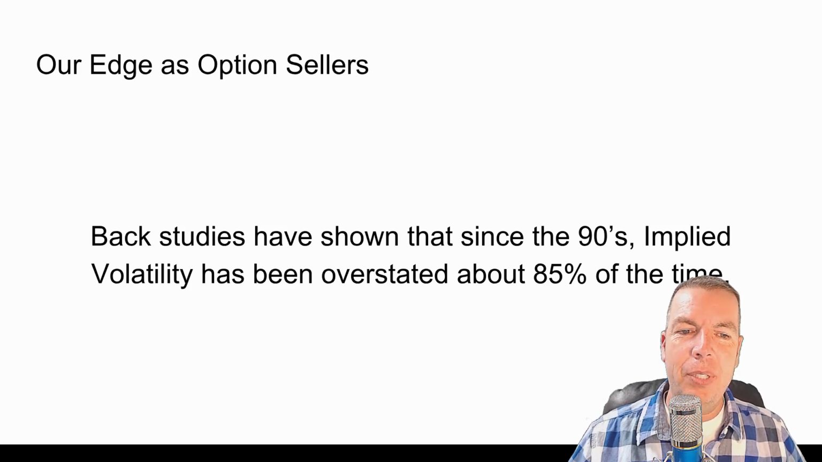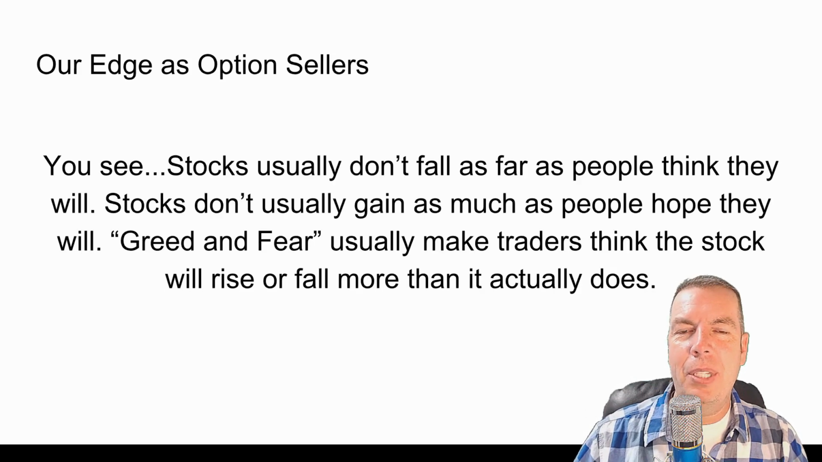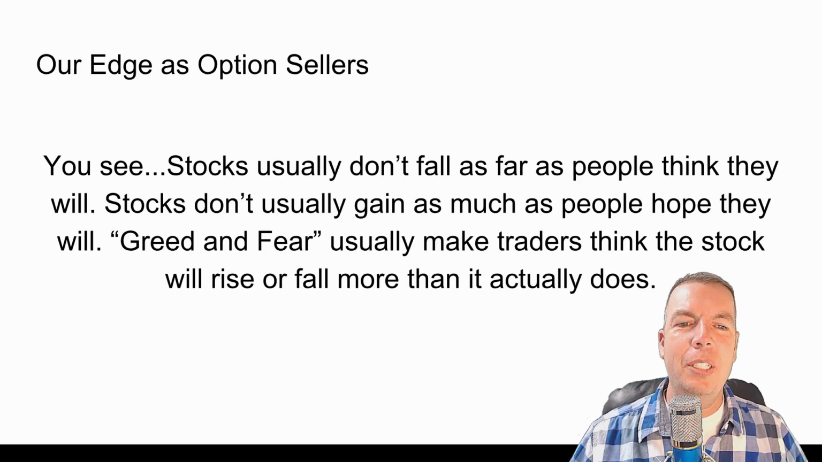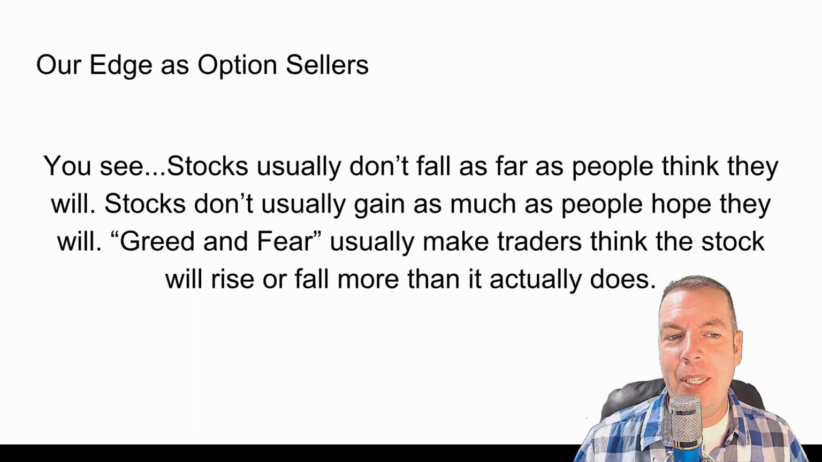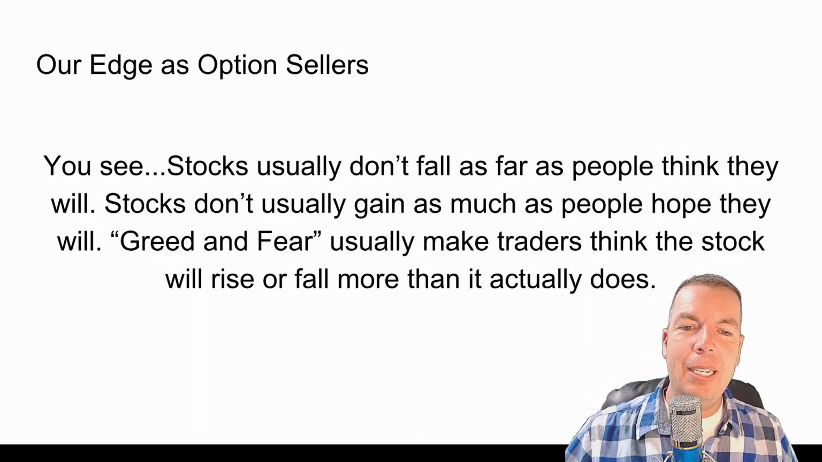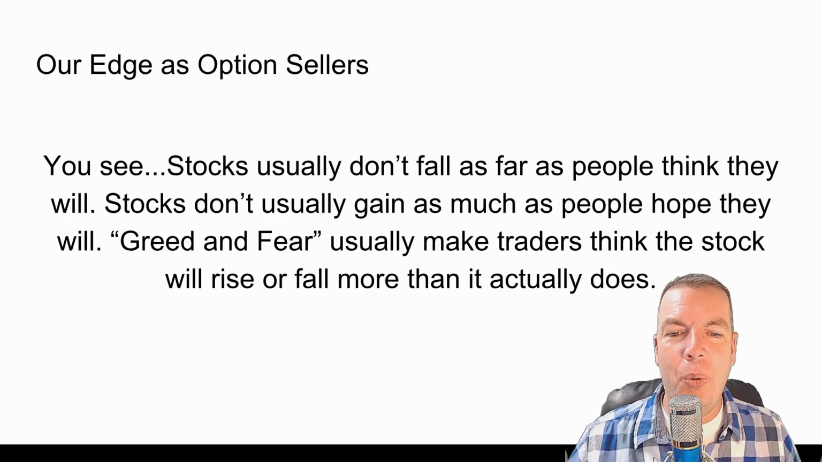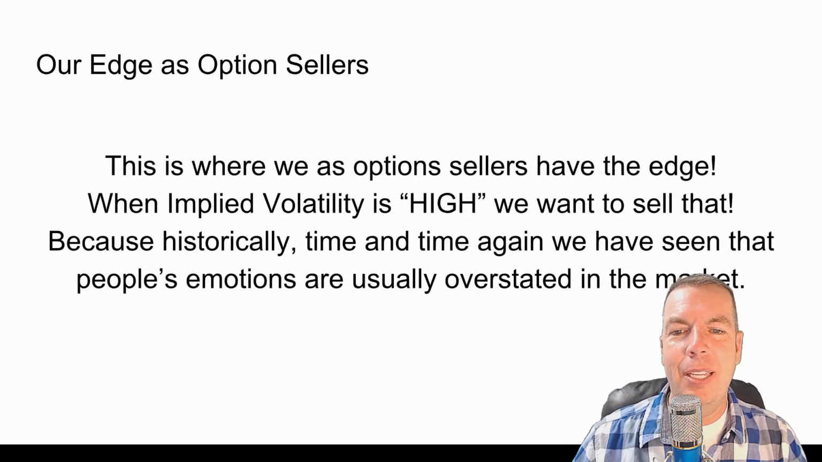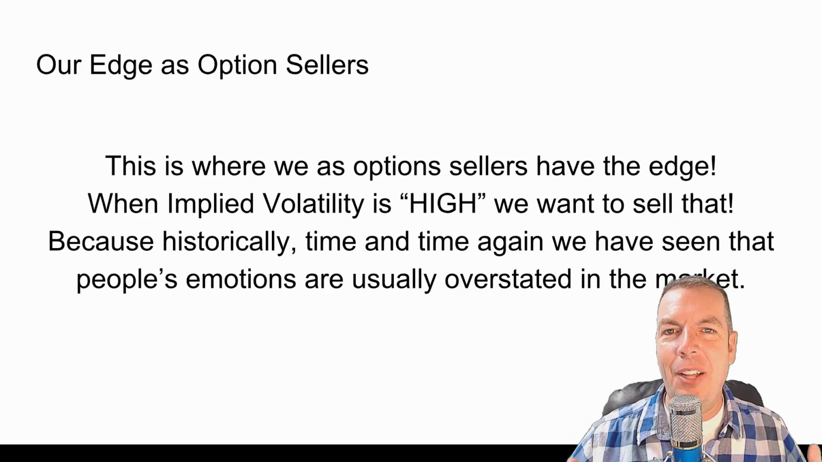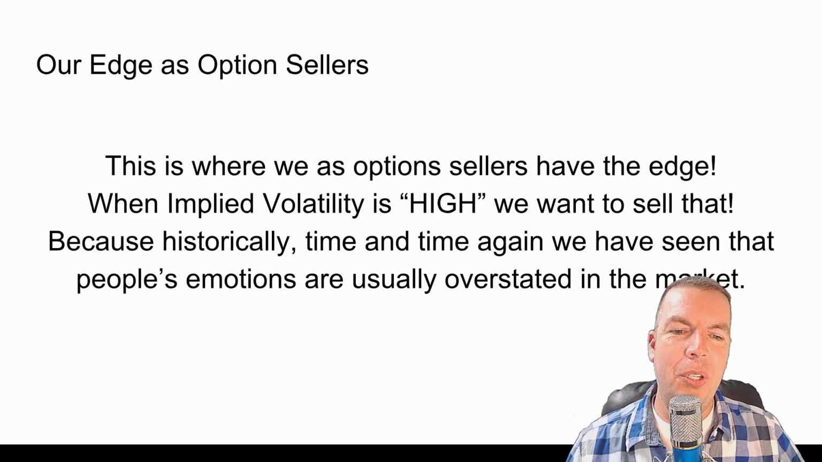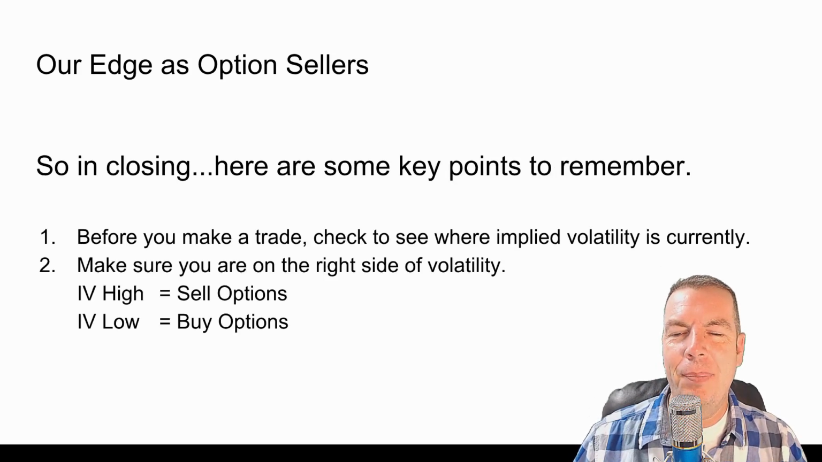So back studies have shown that since the 90s, implied volatility has been overstated about 85% of the time. So you see, stocks usually don't fall as far as people think they will. Stocks don't usually gain as much as people think or hope that they will. Greed and fear usually make traders think the stock will rise or fall more than it actually does. And this is where us as options sellers have the edge. So when implied volatility is high, we want to sell that, because historically, time and time again, we've seen that people's emotions are usually overstated in the market.